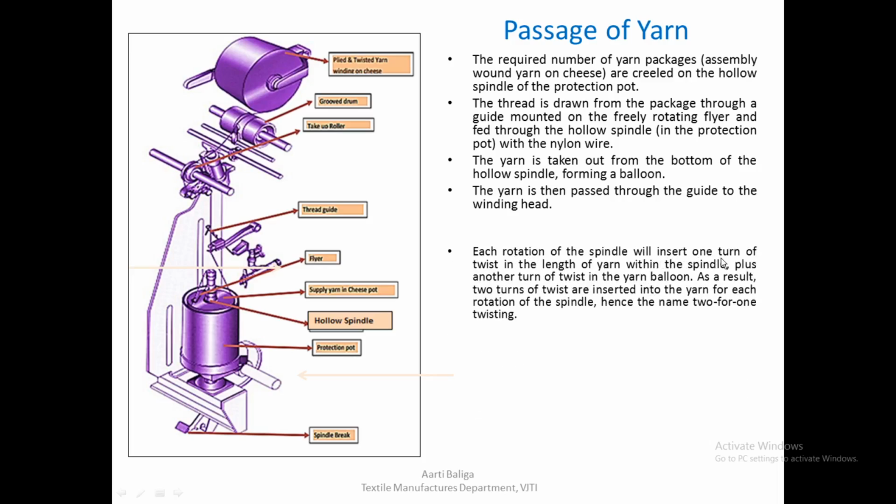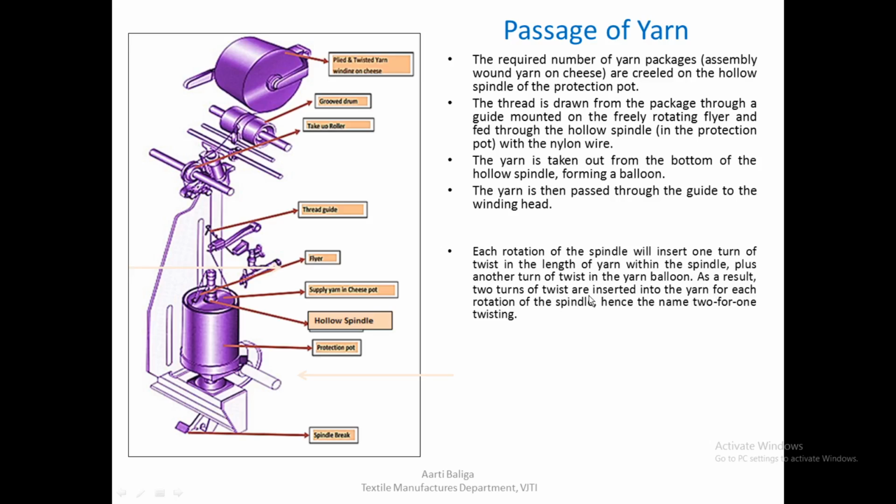Each rotation of the spindle will insert one turn of twist in the length of the yarn within the spindle, plus another turn of twist in the yarn balloon. So these are the two places where the twists are inserted one by one, and two twists are inserted while they pass through this particular passage. We'll see it in detail.